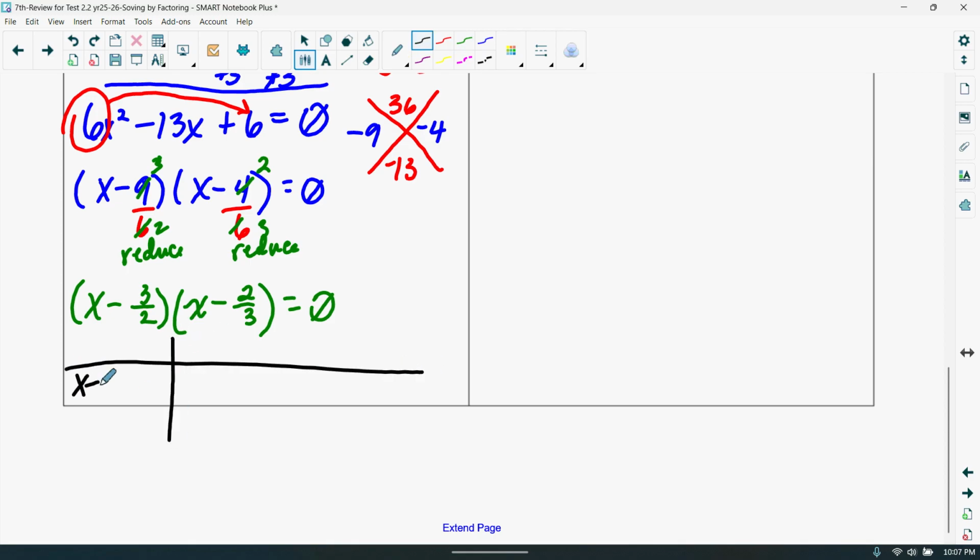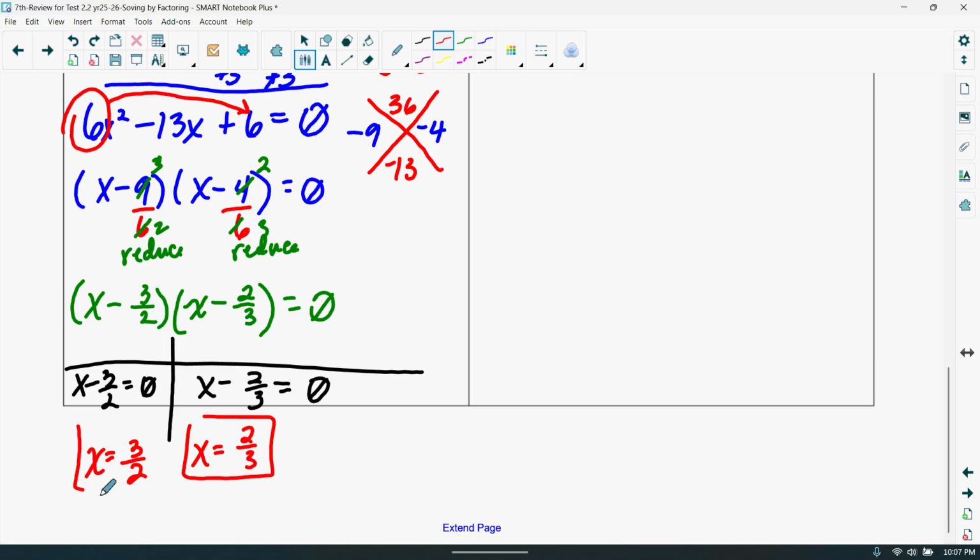So this x minus 3 over 2 is equal to 0, and x minus 2/3 equal to 0. Hopefully we see the shortcut. Remember, if there's no coefficient in front of the x, then we just have to do the opposite of that sign here. So that means my solution is x equals a positive 3 over 2. And over here, x would equal a positive 2/3. Okay, we have 2 fraction solutions.